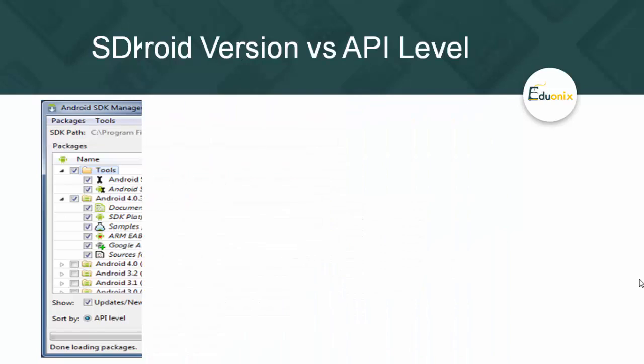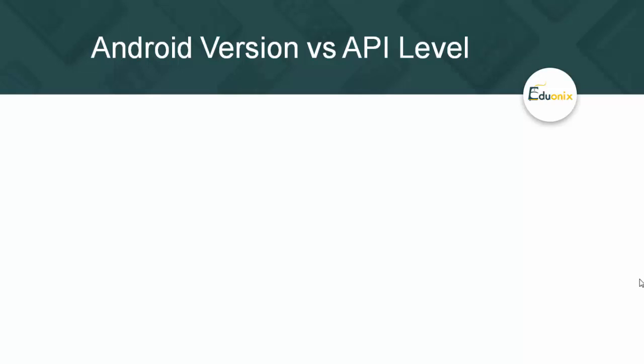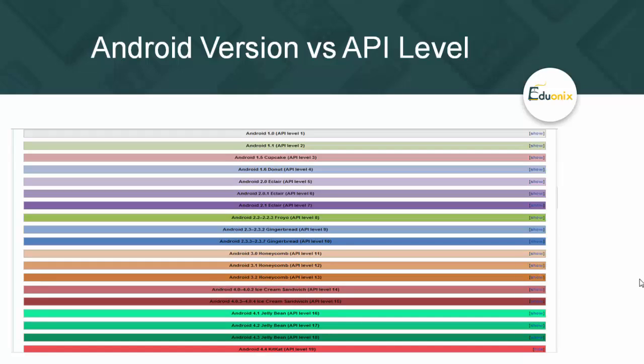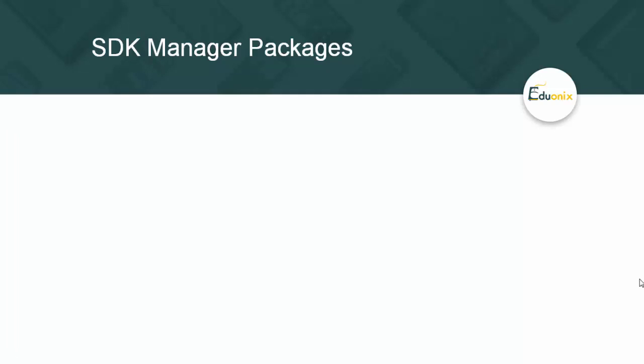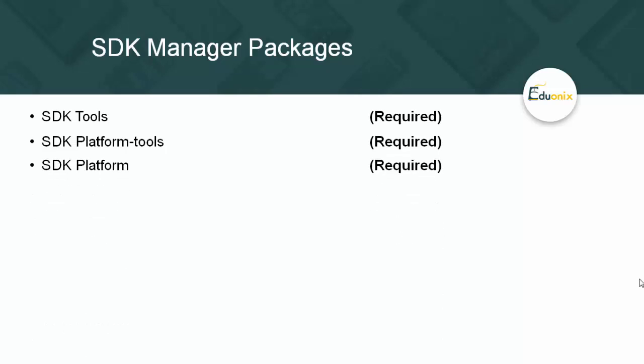As you begin working with Android development, you will see that there is a relationship between an Android version and an API level. You can see this relationship on this slide. You can see that for each different Android version, there is a corresponding API level. As you install the Android SDK yourself, you will want to know which packages have to be installed and which ones are recommended. The required packages are SDK Tools, SDK Platform Tools, and SDK Platform. Installing the above three packages is mandatory whether you're developing on Windows, Mac, or Linux.